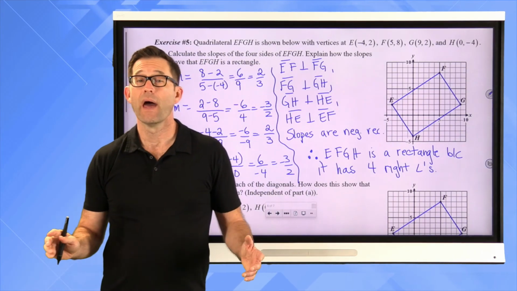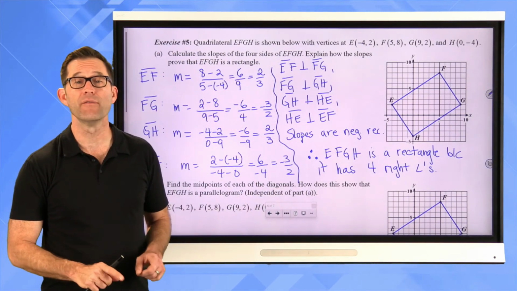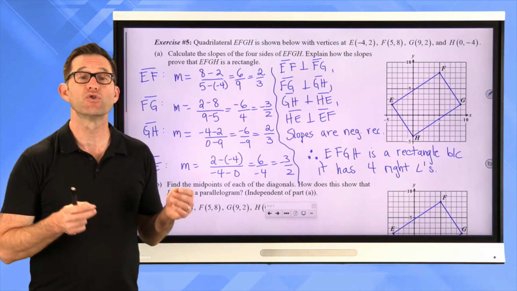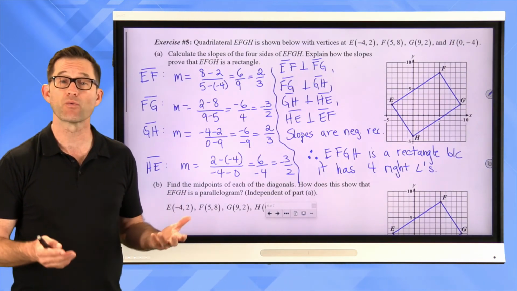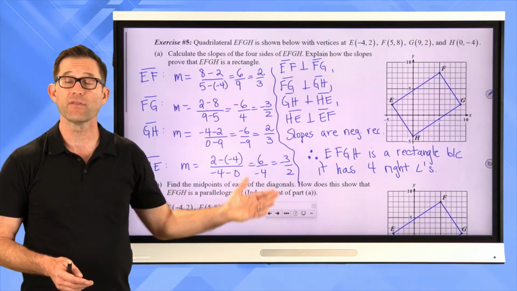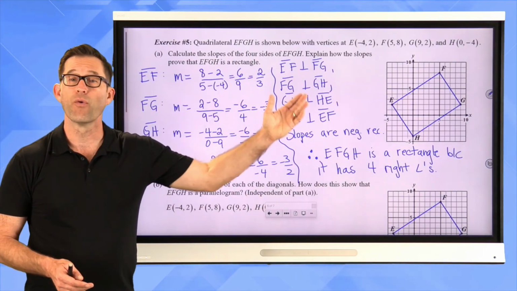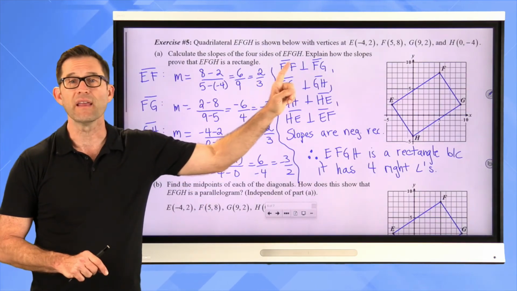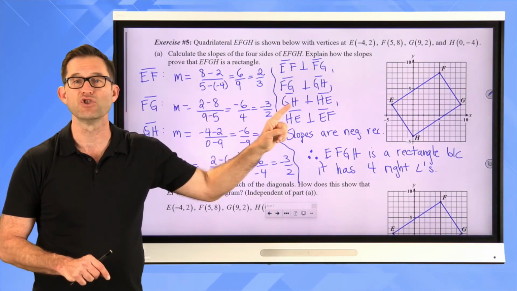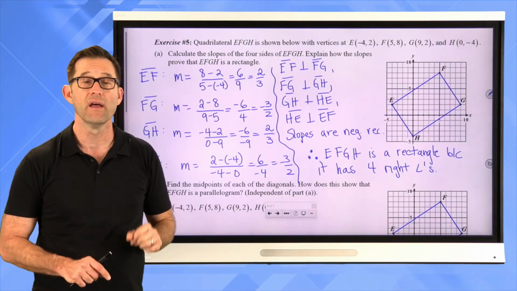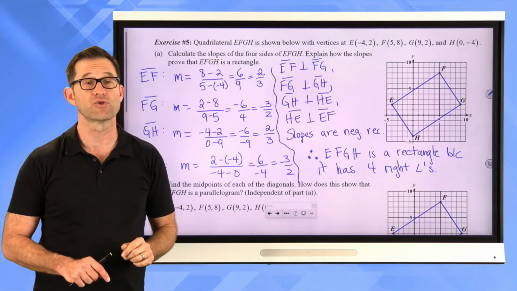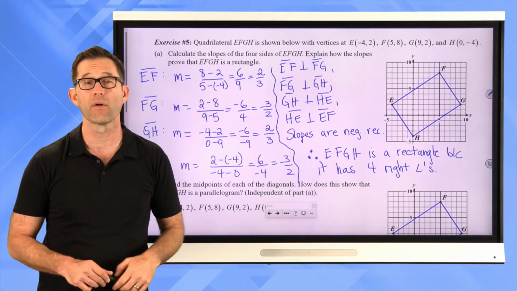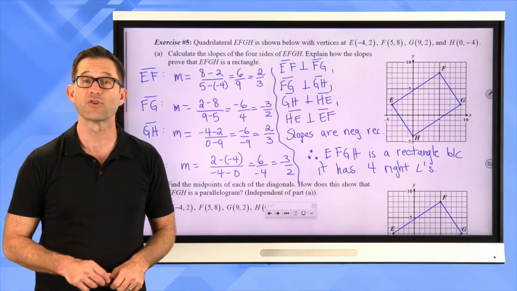That's great. And it's the most straightforward way of using coordinate geometry to prove that a figure is a rectangle. Simply calculate the 4 sides, show the 4 pairs of perpendicular sides. You don't want to just say EF is perpendicular to FG and GH is perpendicular to HE. That would only get you 2 right angles. And trust me, you can certainly have a quadrilateral that has 2 right angles that isn't a rectangle.